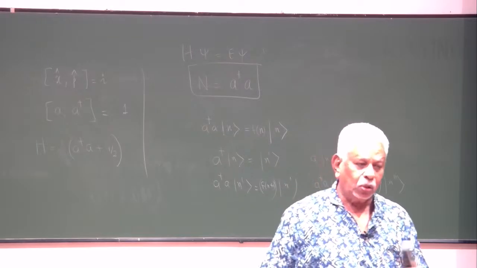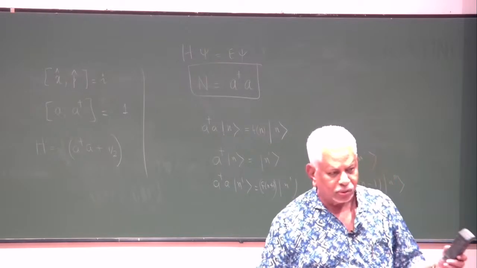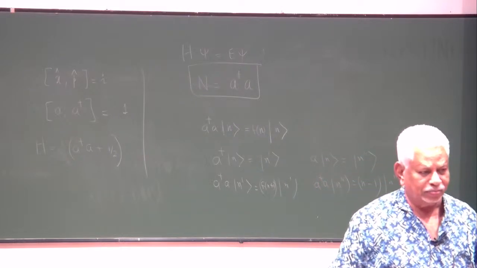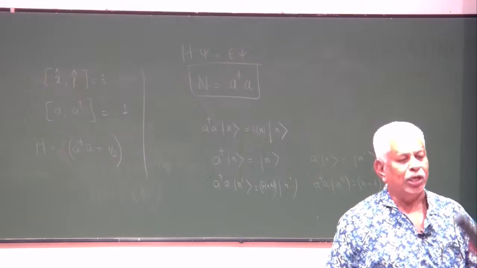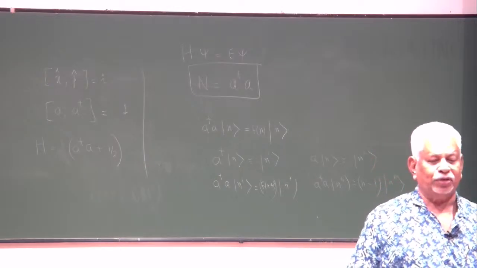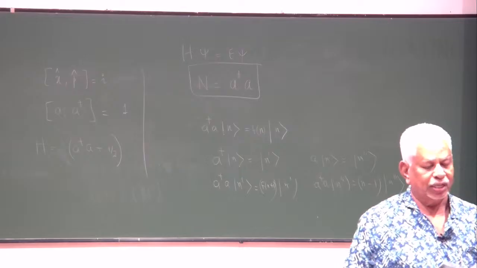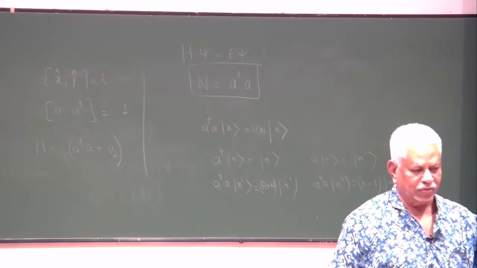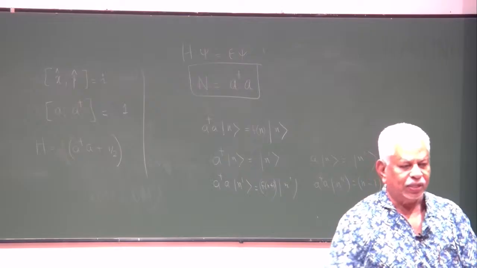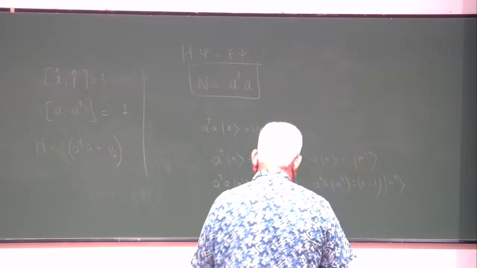But I have already told you that A dagger A, or the Hamiltonian, is always positive. It cannot have any negative eigenvalue, which means it should go only to the 0 eigenvalue. The lowest eigenvalue of A dagger A has to be 0. Anything below that, nothing will happen. That is the kind of thing you have for this problem.